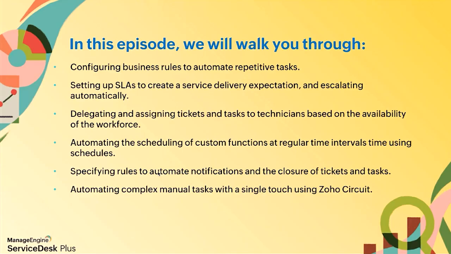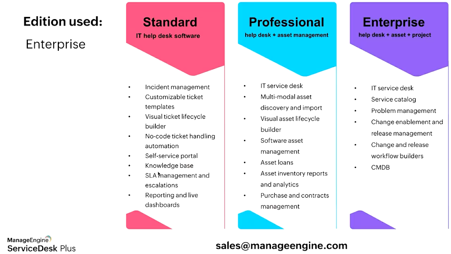Just a quick idea on what we are going to look at in this particular episode of this masterclass: we'll be configuring some basic automation capabilities such as business rules or maybe the SLAs. Then we'll also be looking into how you can effectively manage your tasks and resources. And we'll also look into the basic capabilities of the custom functions that are available in ServiceDesk Plus Cloud. At the last, we will also be looking into the single touch automation using the Zoho Circuit, and let's see how it goes.